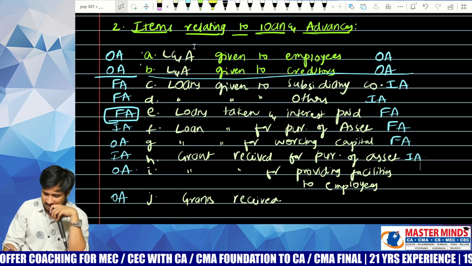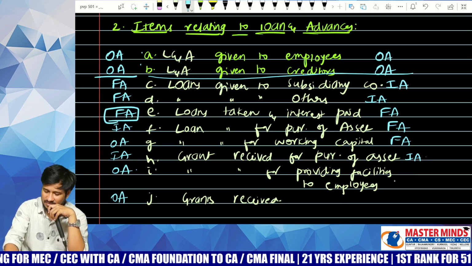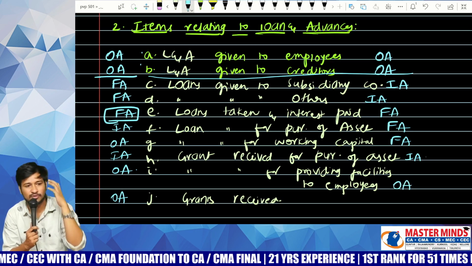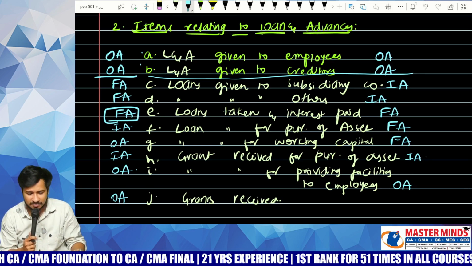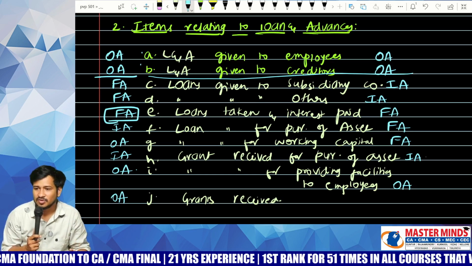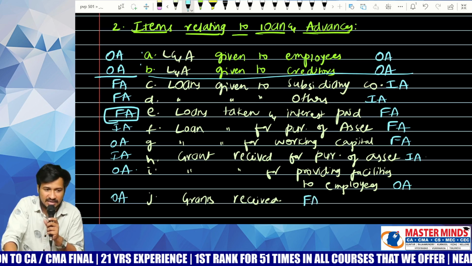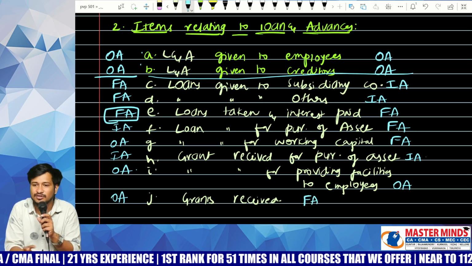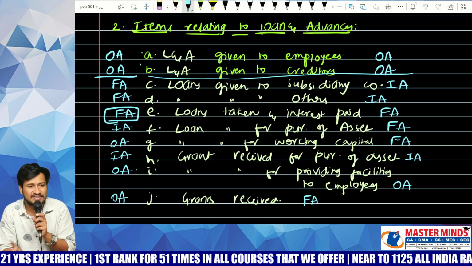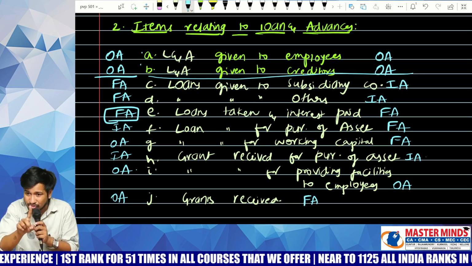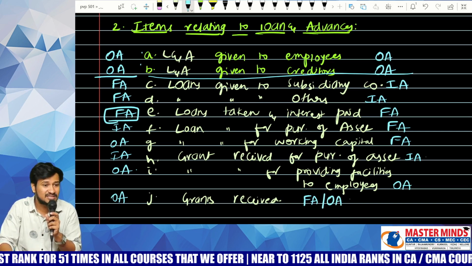Clear? And next, grant received for providing facilities to employees. This is perfectly operating, because just now I told you grant has to be checked for the purpose. Loan will never be checked for the purpose. And for this grant received, no specific purpose is given. Now you have to consider this as financing activity because grant and loan are similar. Understood? So grant received has to be considered as financing activity. Also there is another version that it might be considered as operating activity under the residuary head.